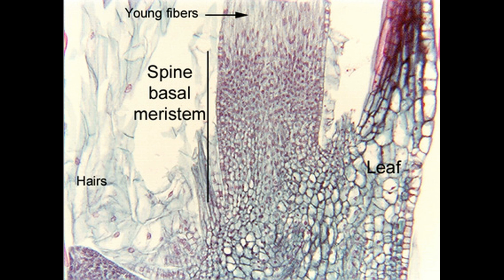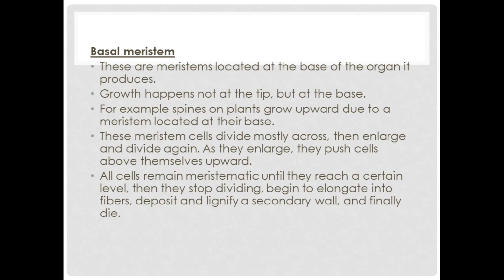For example, spines on plants grow upward due to a meristem located at the base. These meristem cells divide mostly across, then enlarge and divide again. As they enlarge, they push cells above themselves upward. All cells remain meristematic until they reach a certain level. Then they stop dividing, begin to elongate into fibers, deposit and lignify a secondary wall, and finally die. Meanwhile, other cells in the basal meristem will be continuing to divide.